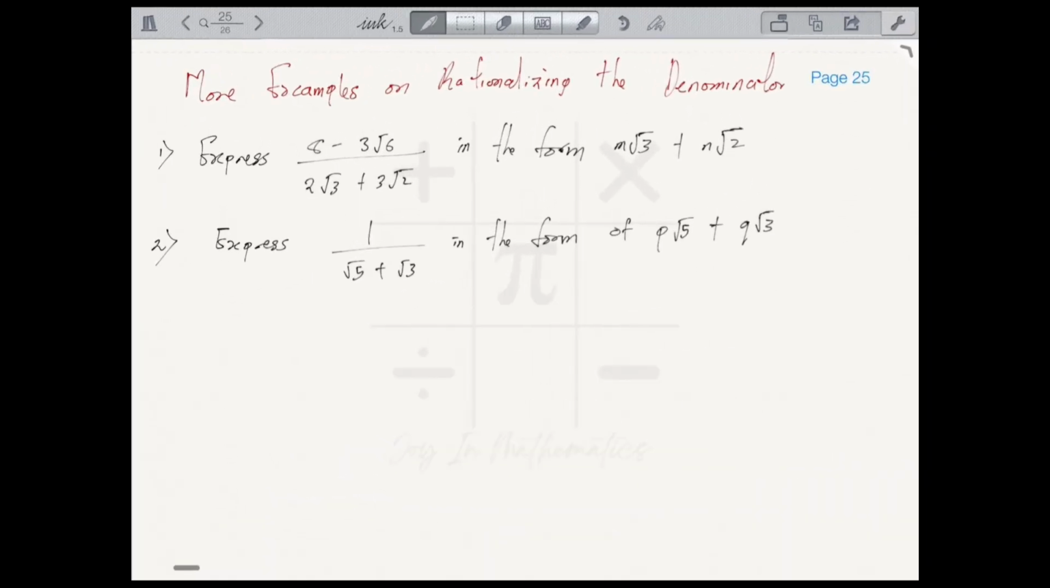Now we have two more examples to deal with on rationalizing the denominator. The first one says express (8 minus 3 root 6) divided by (2 root 3 plus 3 root 2) in the form of m root 3 plus n root 2. And in the same way we have p root 5 plus q root 3.